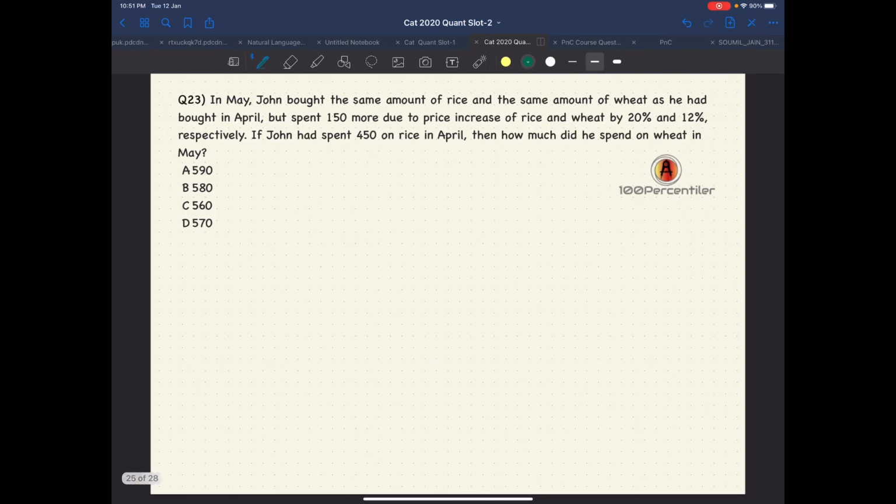In May, John bought the same amount of rice and same amount of wheat as he had bought in April. So let's have April, May, rice, wheat. Suppose rice bought is x quantity and wheat is y quantity, but he spends 150 more due to a price increase of rice by 20%. So this is a 20% increase and a 12% increase for the wheat. Therefore 0.2x plus 0.12y is the extra money being spent here.